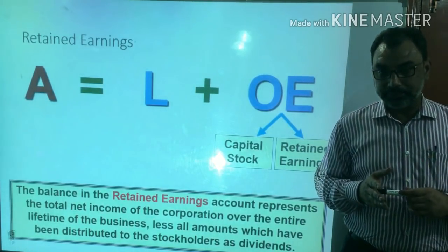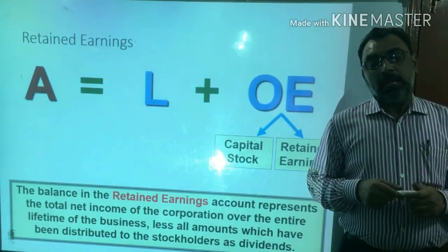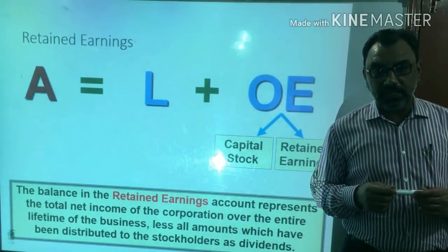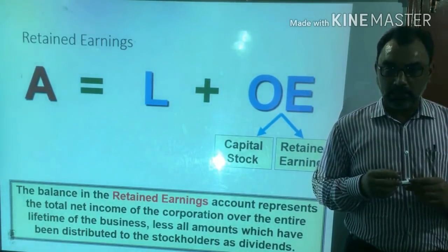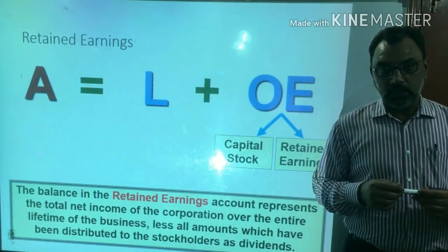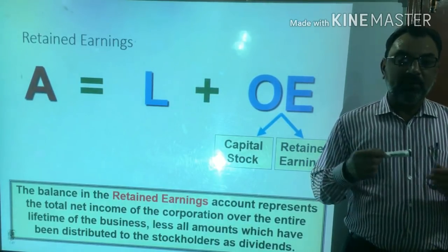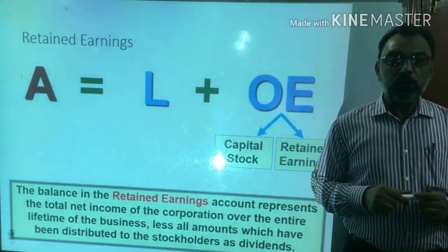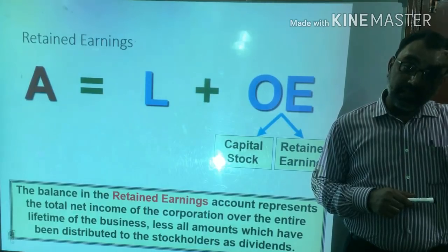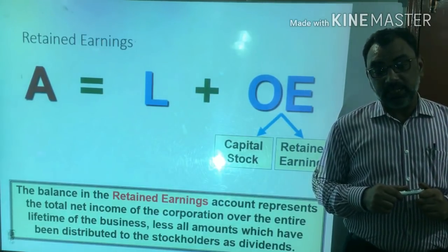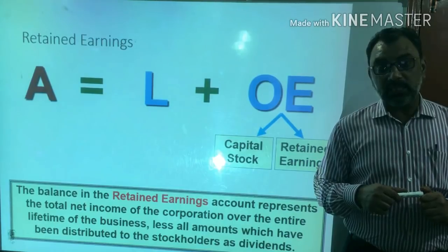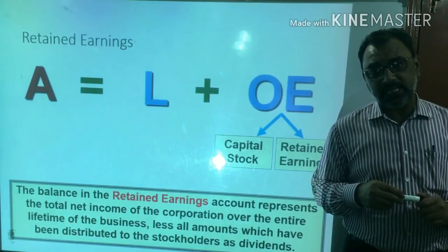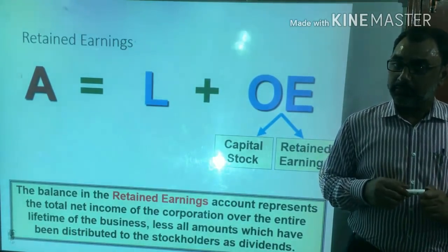to its stockholders. I mean that whatever the net income, after subtracting all the expenses from the revenue, whatever the net income the firm earns, this will be transferred to the balance sheet. But before that, the company usually proposes its dividend policy, and whatever dividends are proposed in its dividend policy, this will be subtracted from its net income, and the remaining amount or the retained portion of the net income is called retained earning.